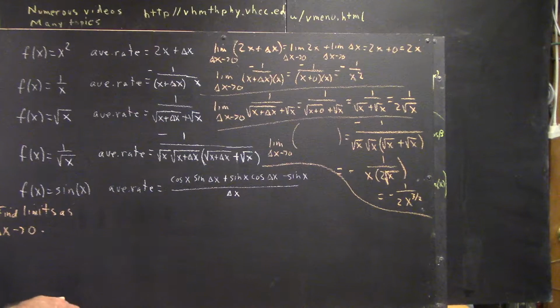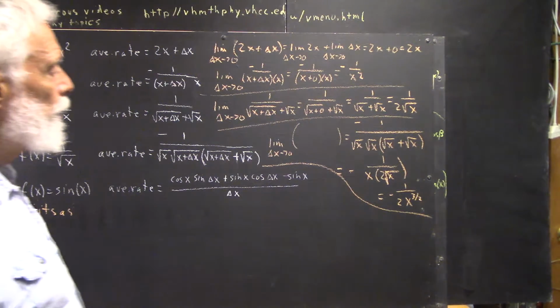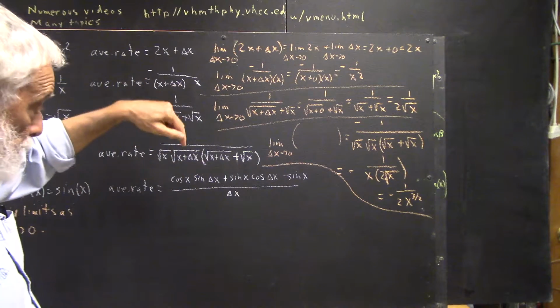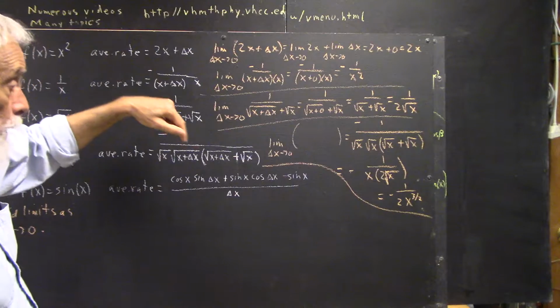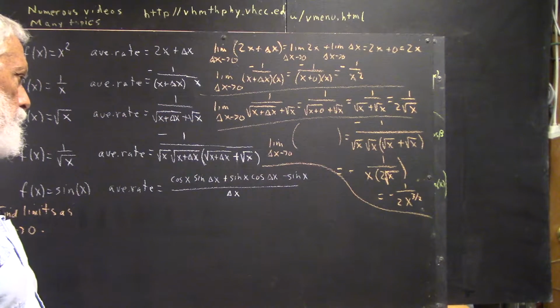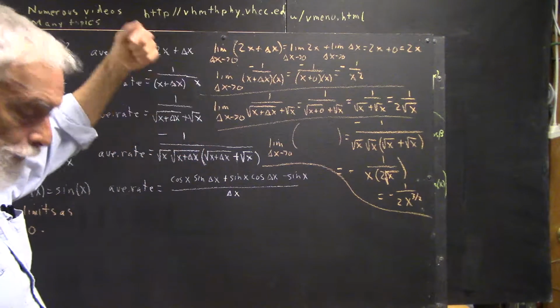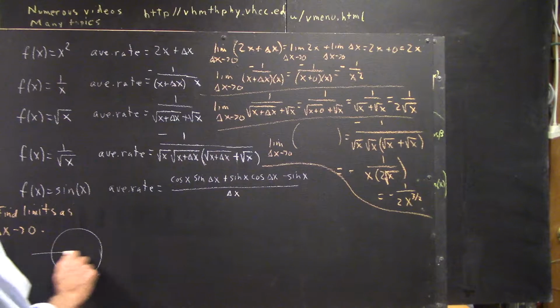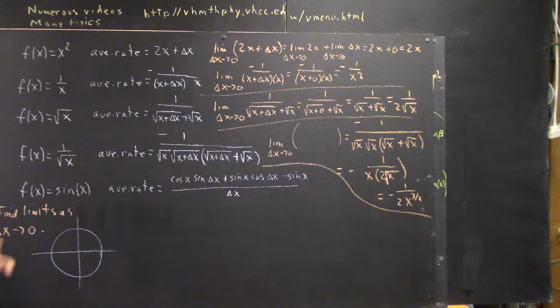Okay, so let's see. First of all, if delta x approaches zero, then the sine of delta x approaches zero, and that's obvious. As I say, it's getting a little bit late in the day. I've been at this a while.